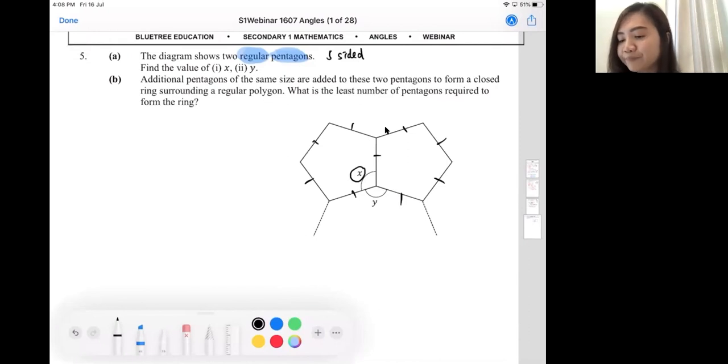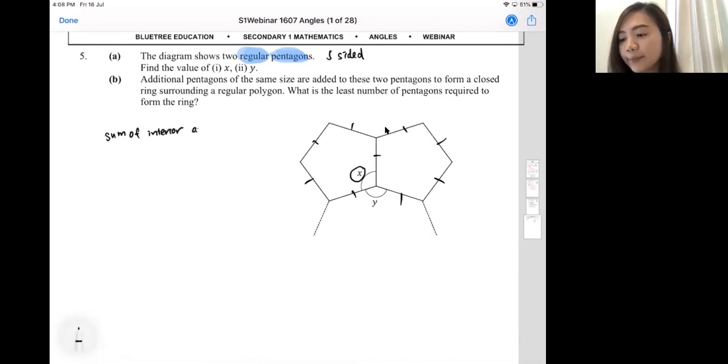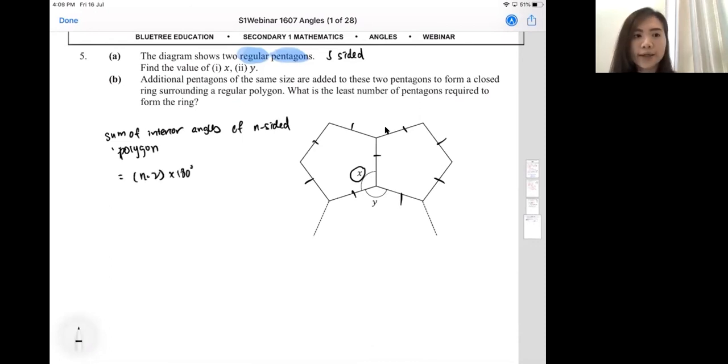So the formula for the sum of interior angles of a polygon, of an n-sided polygon, would be n minus 2 times 180. So in this case, yes, very good. It is times 3, not times 5. It is n minus 2, not times 5, times 3. Yes, forgot to minus. So part A part 1.